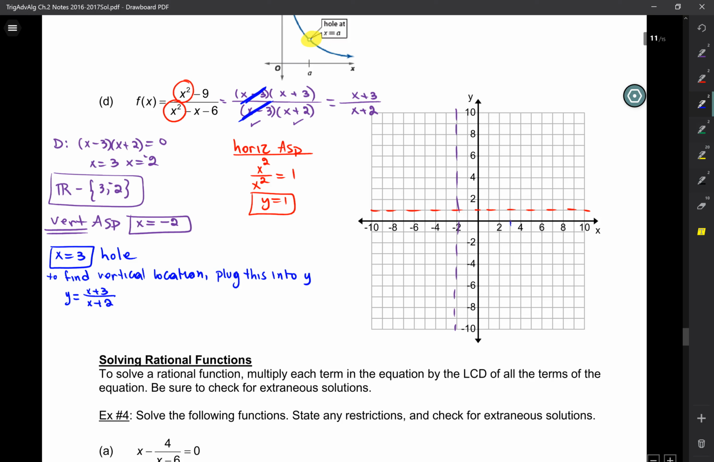So let's plug 3 in there. I know that somewhere at x equals 3, there's a little hole in the graph. But how do I know where it is? Well, that's what I'm going to find now. It's at x equals 3, but y equals what? So 3 plus 3 over 3 plus 2.